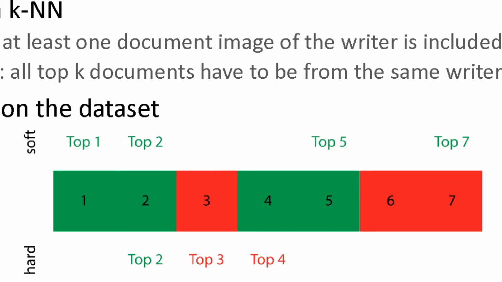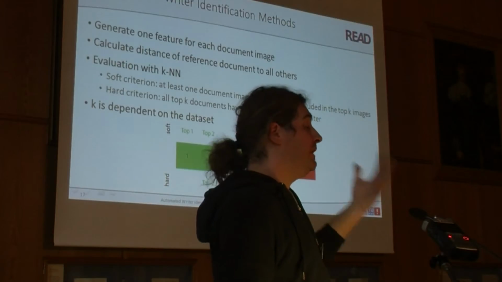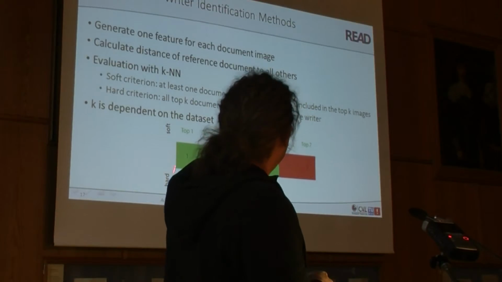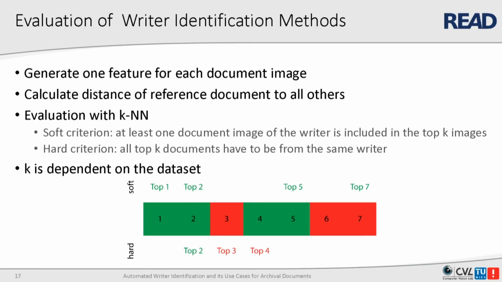And here we have the soft criterion, so for the top 1, which is actually the identification, because the system returns only one writer, and then we know the ID of the writer is fulfilled, since one document is from the same writer. The top 2 is also fulfilled, because one of those 2 documents is from the same writer. Top 5 is also fulfilled, and the same is for the top 7. But for the hard criterion, top 2 is fulfilled because both documents are from the same writer. Top 3 is not fulfilled, since the third document is from a different writer, and top 4 is also not fulfilled because of the third document.